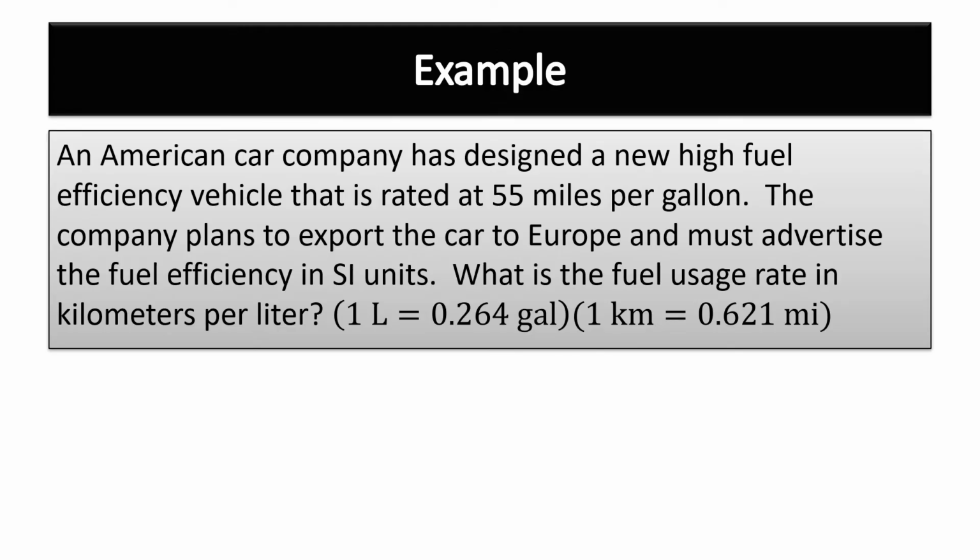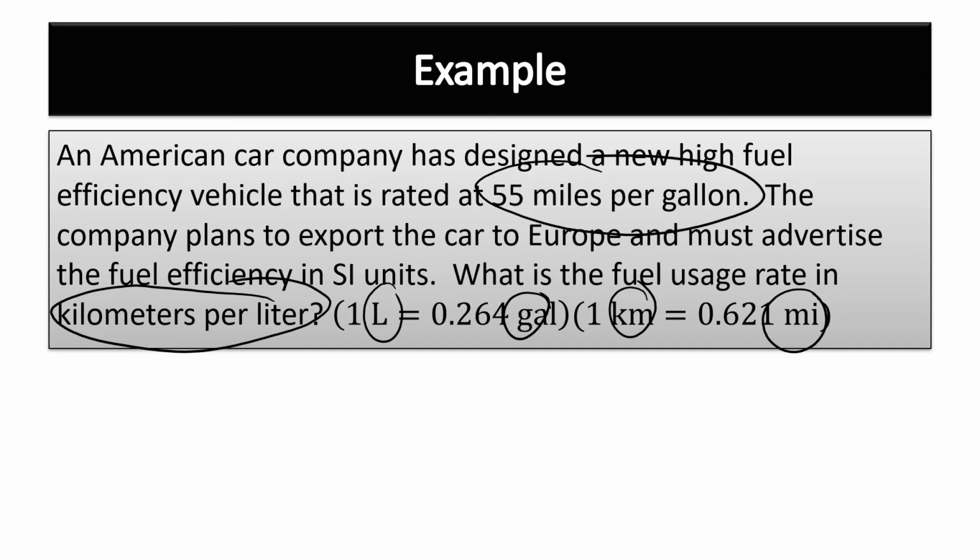So let's see what this looks like. It says an American car company has designed a new high fuel efficiency vehicle that is rated at 55 miles per gallon. The company plans to export the car to Europe and must advertise the fuel efficiency in SI units. What is the fuel usage rate in kilometers per liter? So we're going from miles per gallon to kilometers per liter, and they tell you the conversion factor for liters and gallons and kilometers and miles.